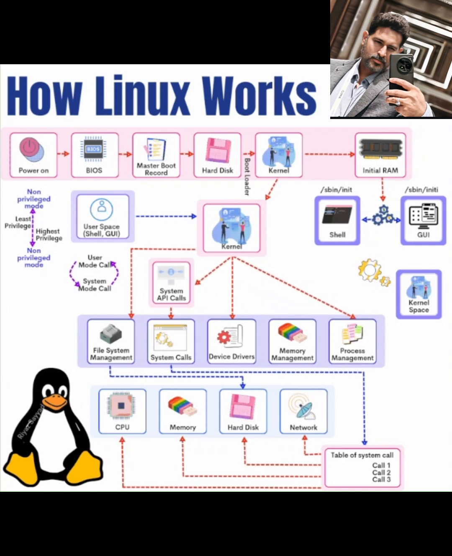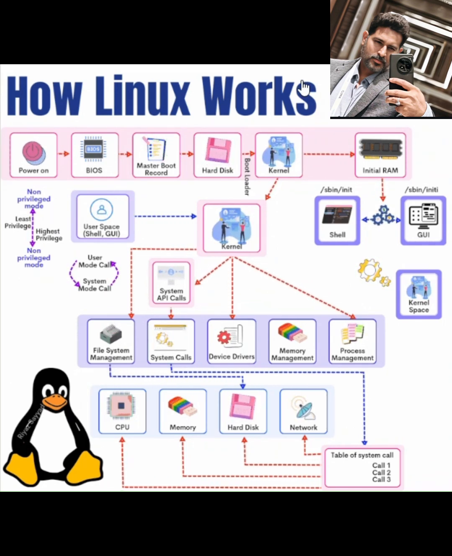The bootloader loads the kernel into the computer's memory, specifically the initial RAM disk. This is a temporary file system that contains essential tools and drivers the kernel needs to get started. Now, notice here we have non-privileged mode and then highest privilege. When the system first boots, it's in a less powerful, protected mode. The kernel, however, operates at the highest privilege level, giving it full control over the hardware.